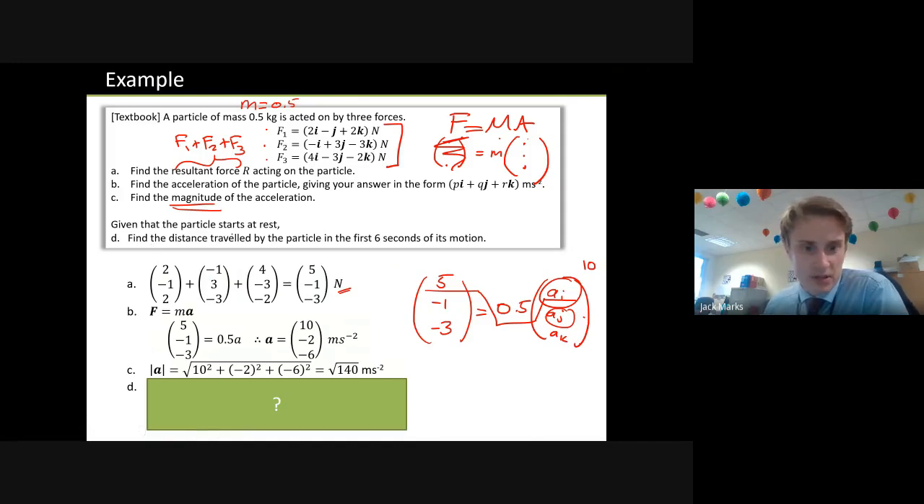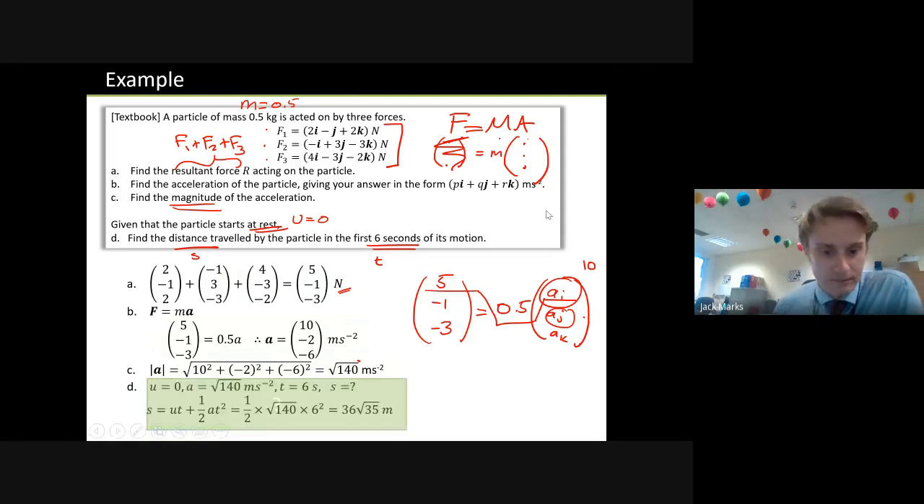Given that the particle starts at rest, very suspicious thing to say, makes me think about u equals 0. Find the distance traveled. Makes me think about s, makes me think about t, and we've got a already. So it's turning into a SUVAT question again. So as we normally do, okay, using those values there.